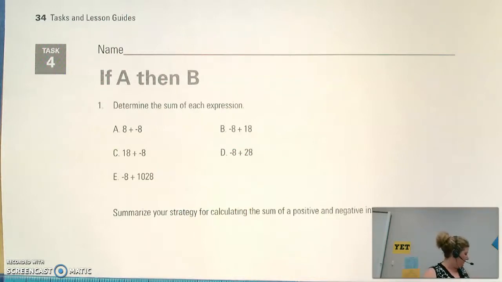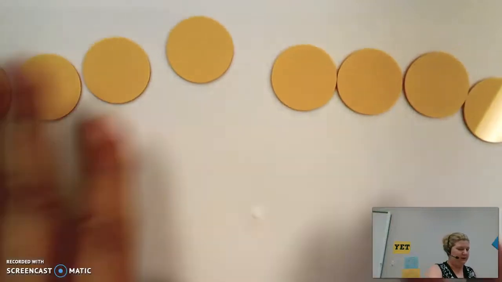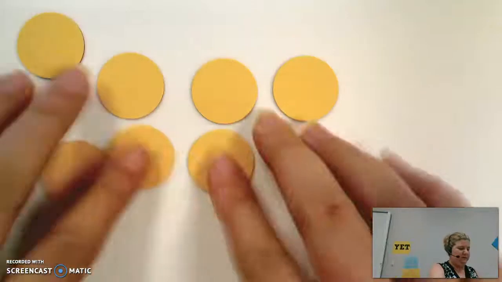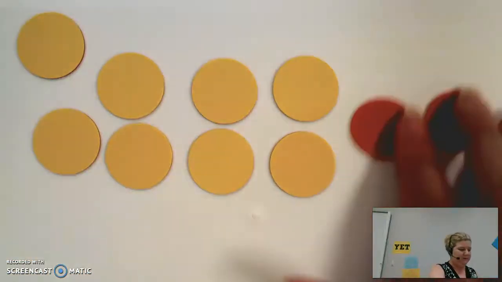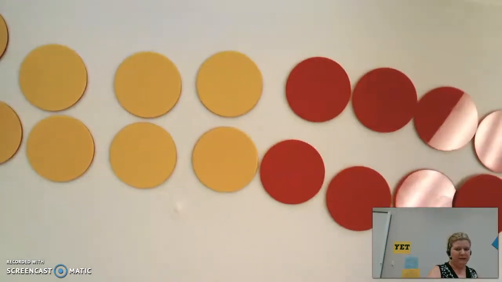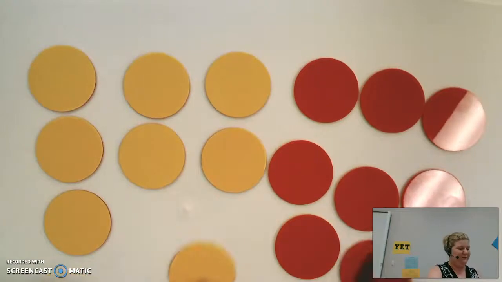I'm going to start with some counters. I've already built this out. Hopefully it'll all show. So I have 8, and then I'm going to add 8 negatives. 8 positives and 8 negatives. There we go. Okay.